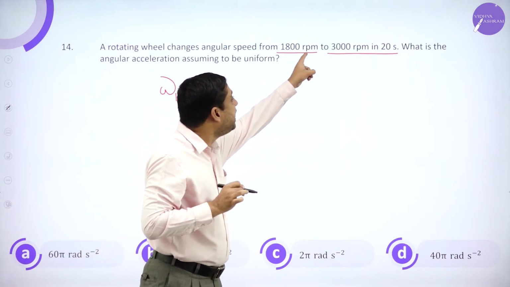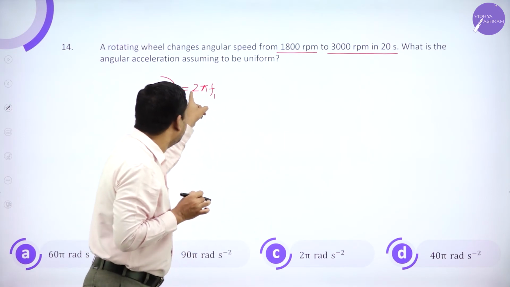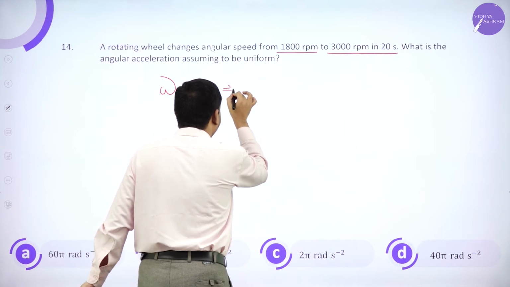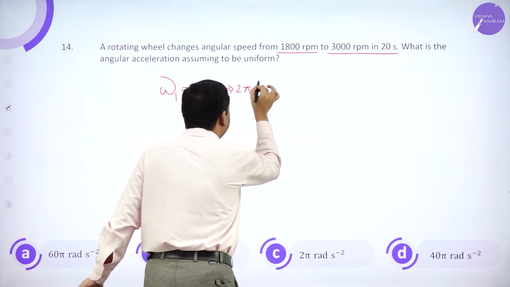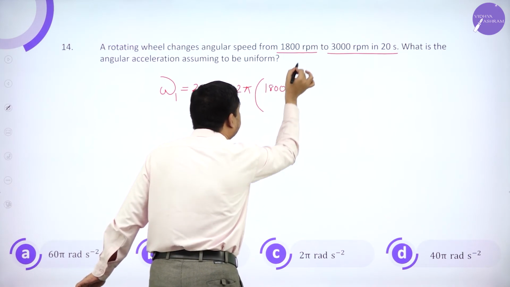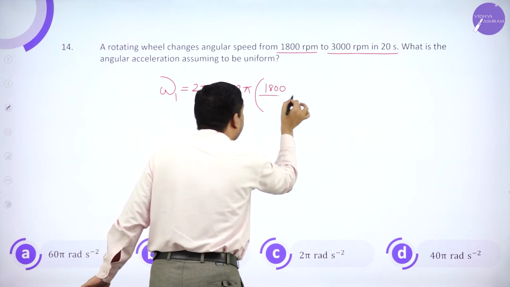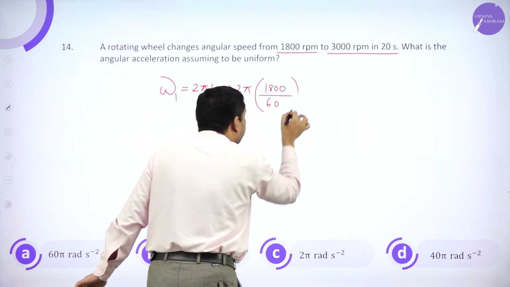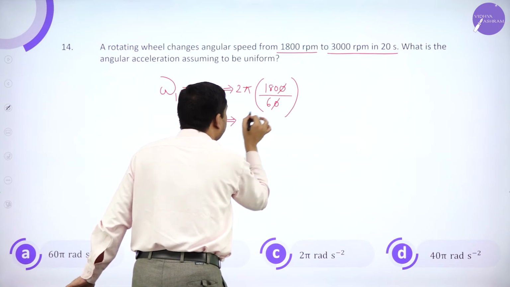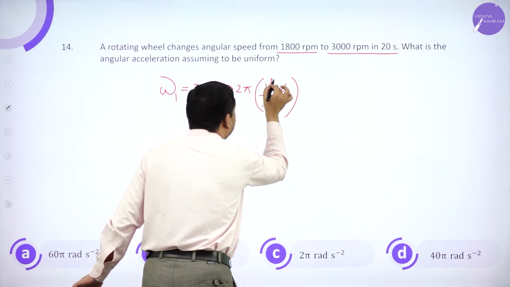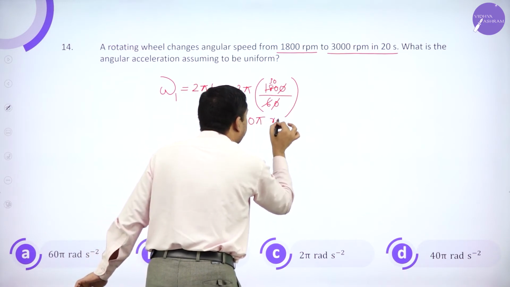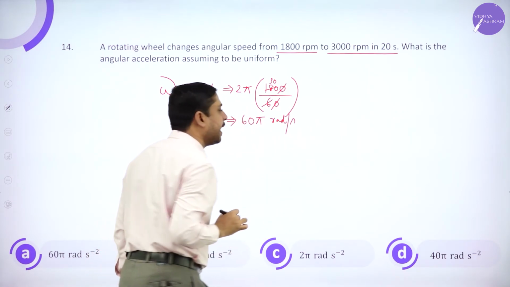Frequency is given per minute, so 2 pi f1 is 1800 per minute. Seconds convert ಮಾಡಬೇಕು. So this is 60 pi radian per second.